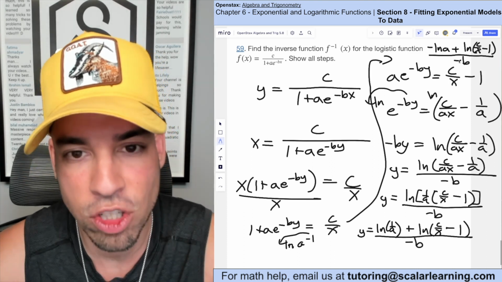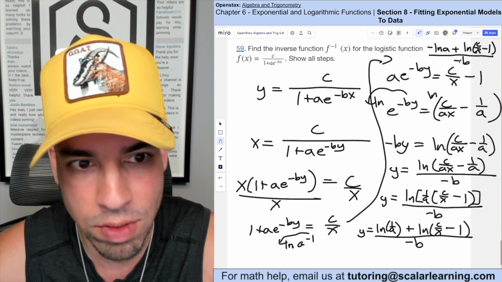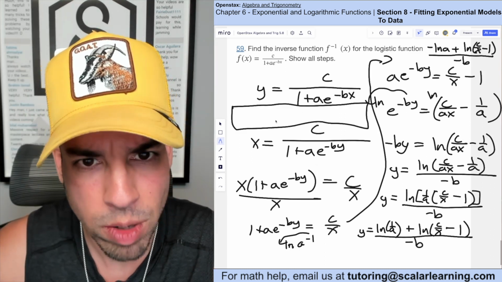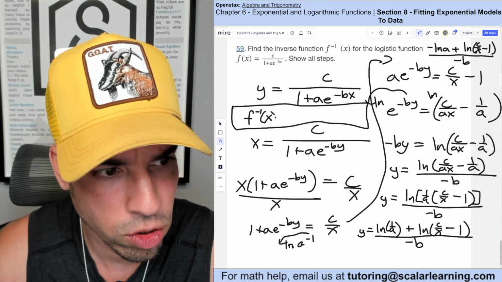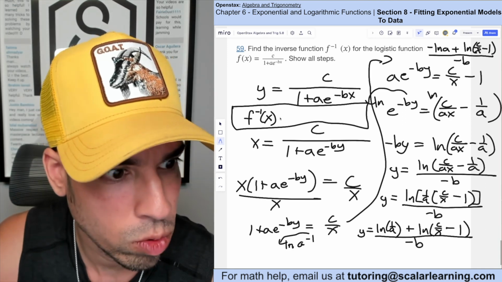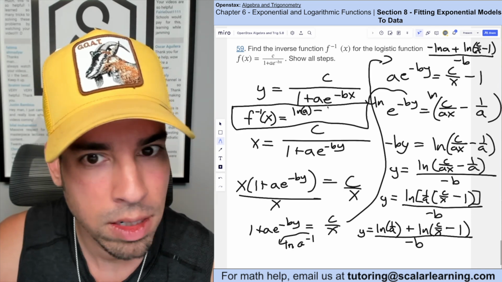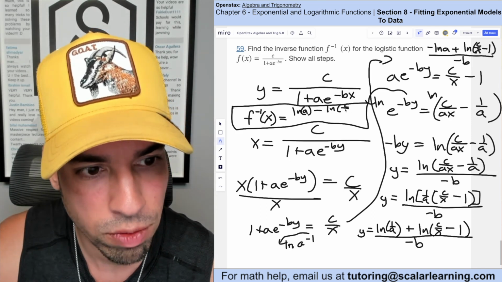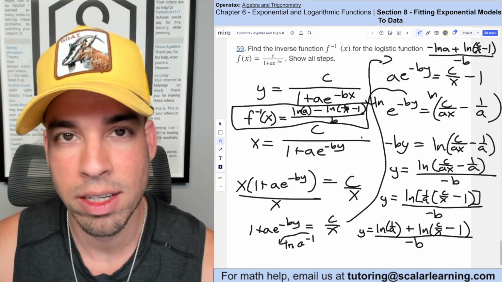And then all they did is they just multiplied everything by negative 1, numerator and denominator. So that flips the signs of each of these. And I'm going to use this little space right here to put in our final answer in function notation. So f inverse of x, or f to the negative 1 of x, equals, and then we got positive ln of a minus ln of c over x minus 1 all over positive b. So that's your answer. Done.